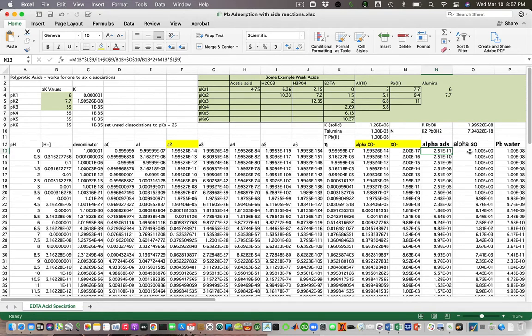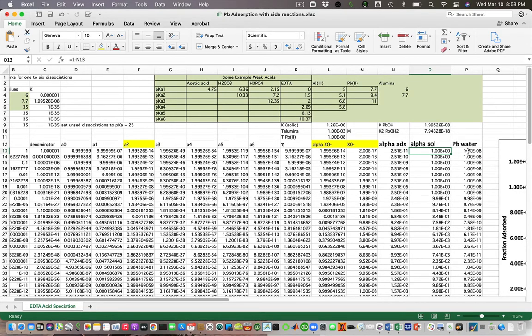The other thing you might want to consider, if this is the alpha, or the fraction that's bound, is what's the fraction that's not bound? Well, we don't have to do any calculation. We know the fraction that's bound. The fraction unbound is just simply 1 minus the fraction that's bound. So that one turns out to be easy.